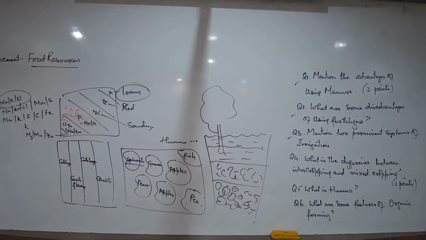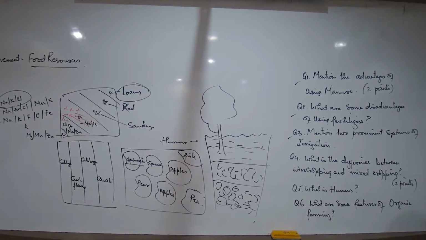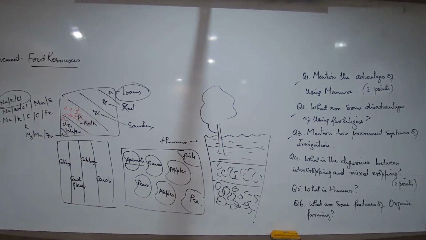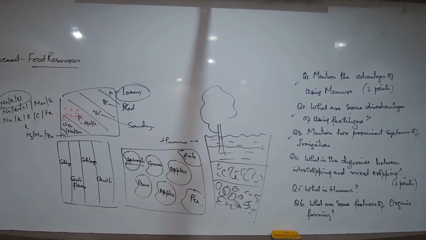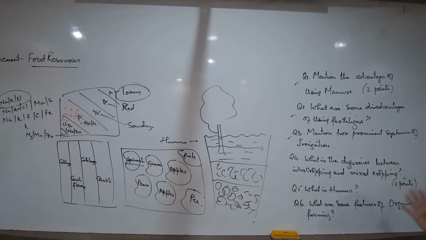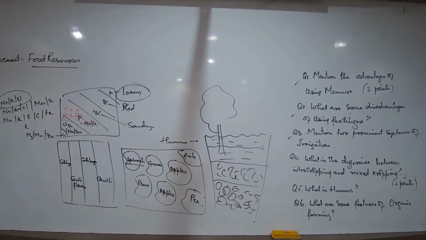Did you write? Three points, a big paragraph here. Very good. Number one. Minimum or no use of fertilizers for growing crops. So that's the first one. Minimum or no use of fertilizers for growing crops for organic farming. Number two.